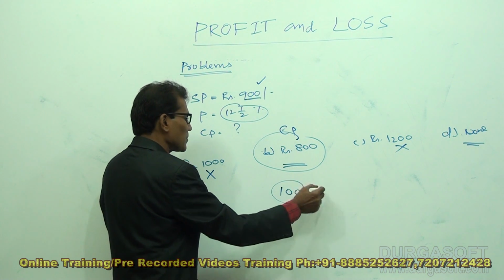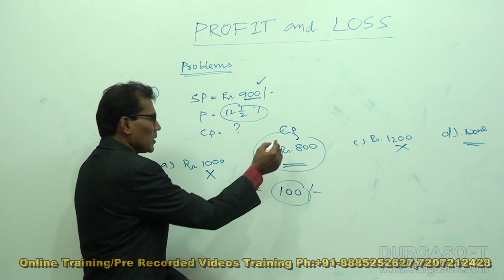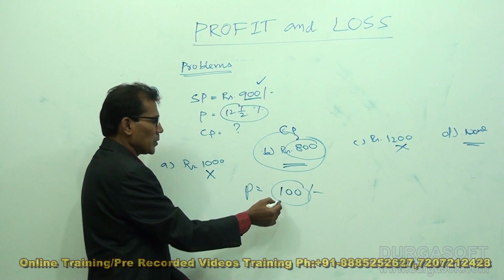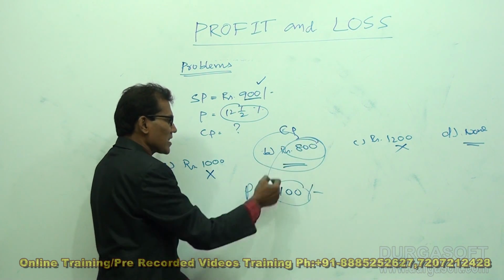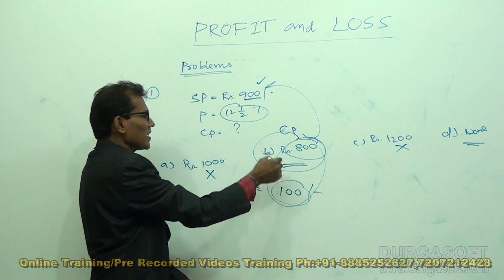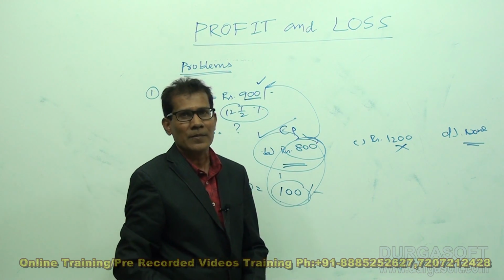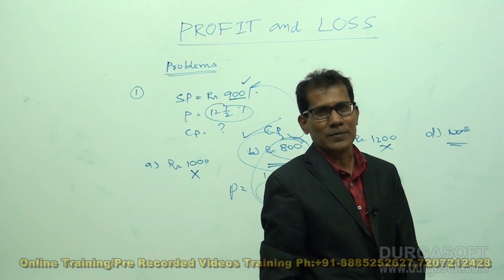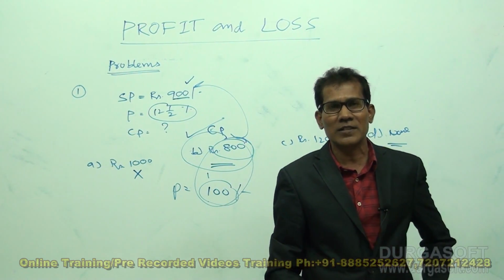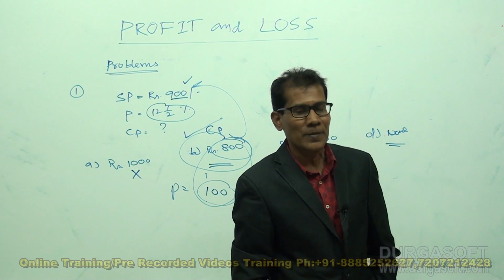So 100 rupees is my profit. If I bought the article for 800, I am in profit of 100 rupees. That's why the selling price must be 900 rupees. It is matching. So option B is your answer. For this we don't require pen and paper. This is how we work the question in the real-time exam without using pen and paper.